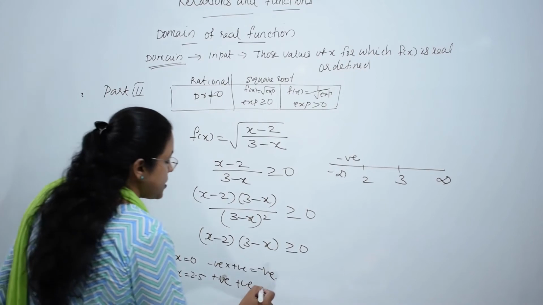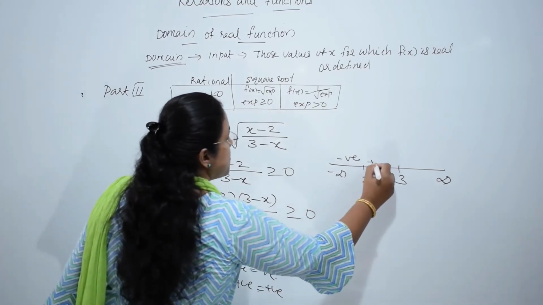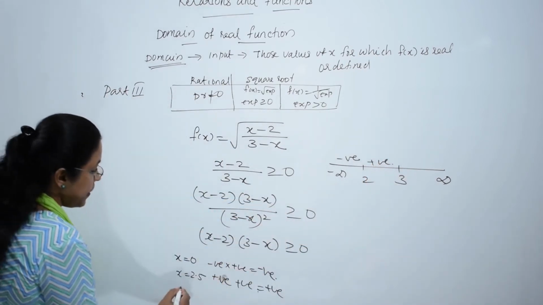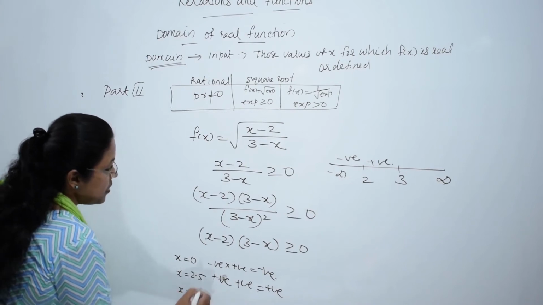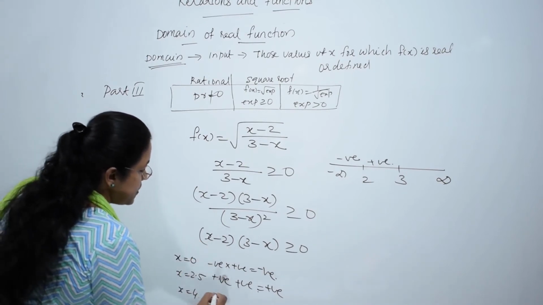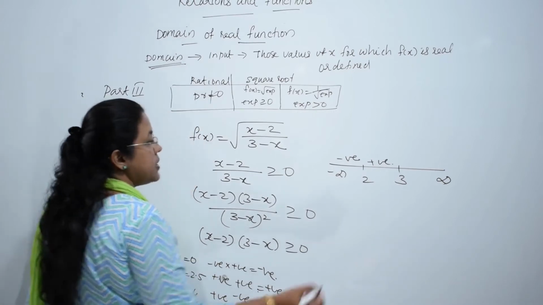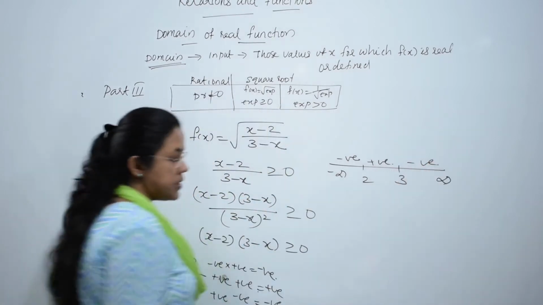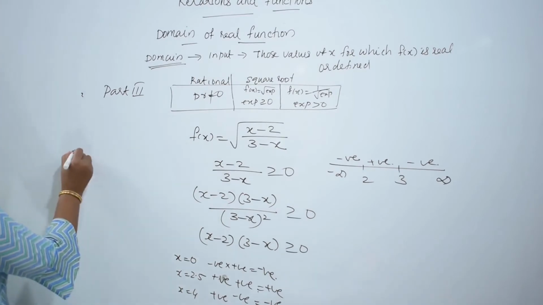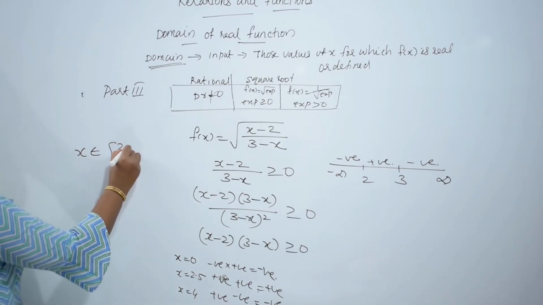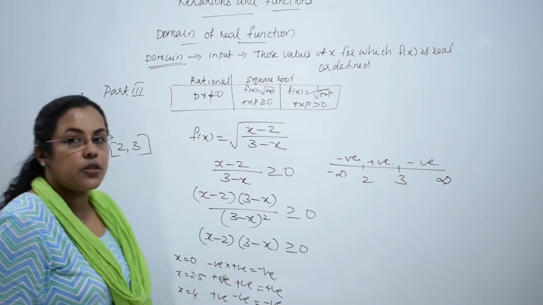Positive into positive is positive. So here it is positive. Now take 3.5 or x equal to 4. Here x minus 2 is positive, but 3 minus x is negative, so altogether it is a negative quantity. So here it is negative. So what can we say? x is an element of the closed interval 2 to 3.